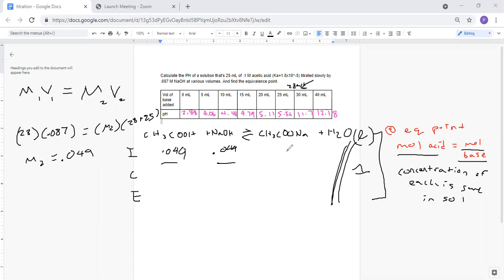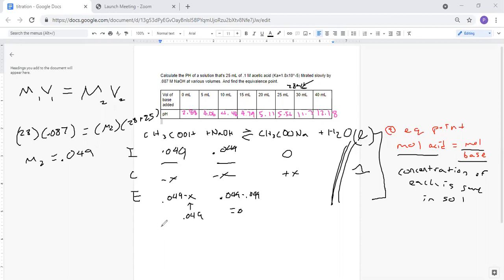So let's find out how much salt we made. We're losing reactants and gaining products, salt and water. We'll just ignore water because its activity is 1. So 0.049 minus x, where x is going to be 0.049, by the way, guys, because there's no limiting reactant anymore. They're equal, so they kind of wipe each other out.